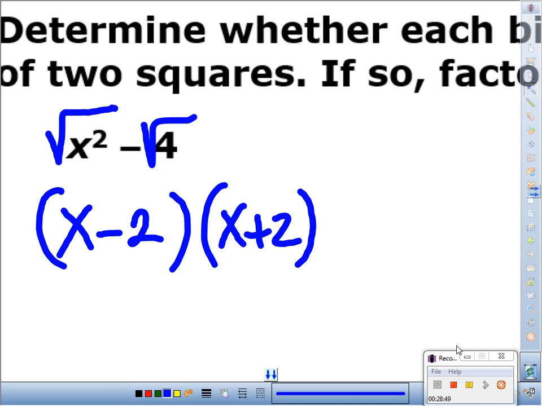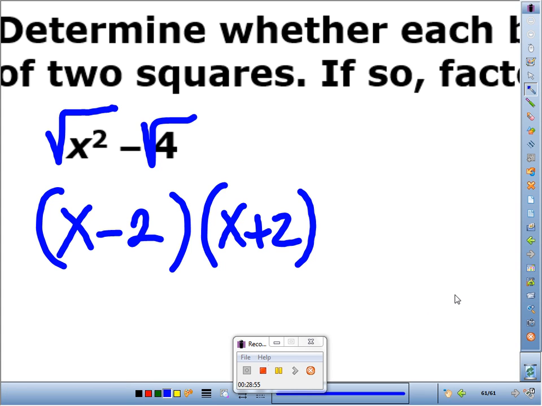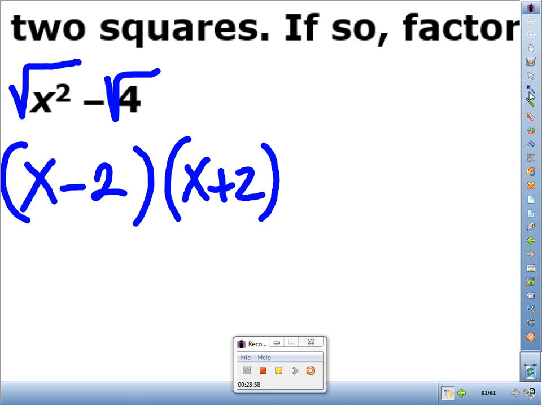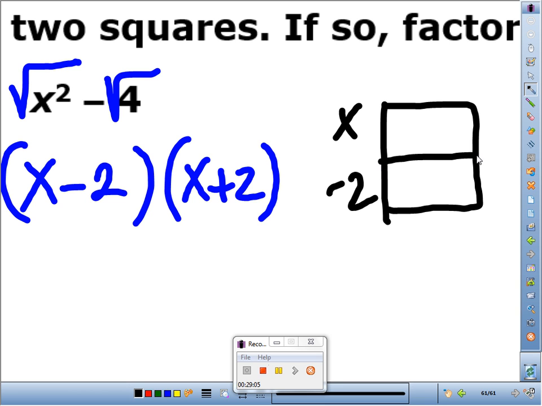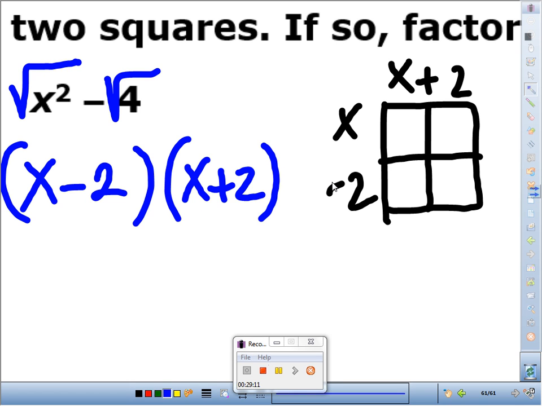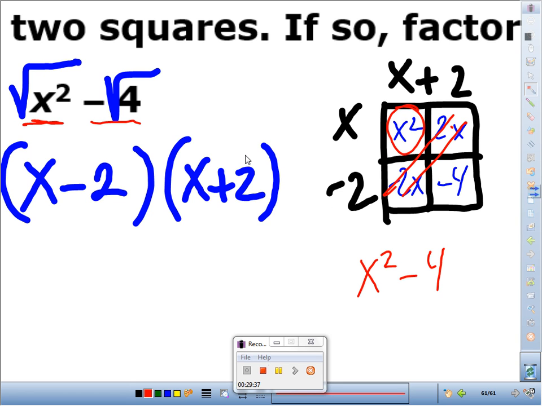And how can we check? I already showed you how to check, didn't I? How can we check if that's the correct answer? What do we use? Area model. Let's see. x minus 2, x plus 2. What is x times x? x squared. x times 2, 2x. Negative 2 times x, negative 2x. Negative 2 times 2, that's negative 4. What is 2x minus 2x? Cancel. And what is the last term? Negative 4. So we end up with x squared minus 4. Is that what we started with? Yes.